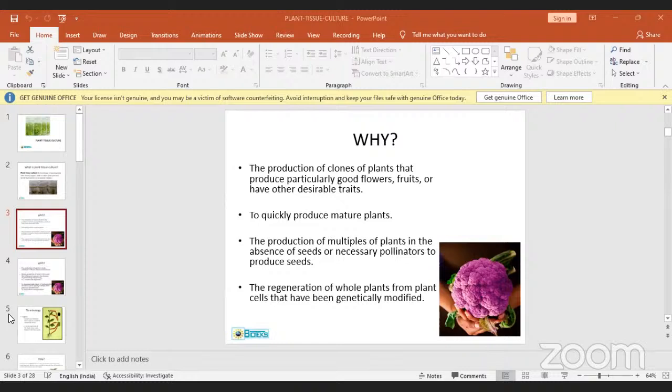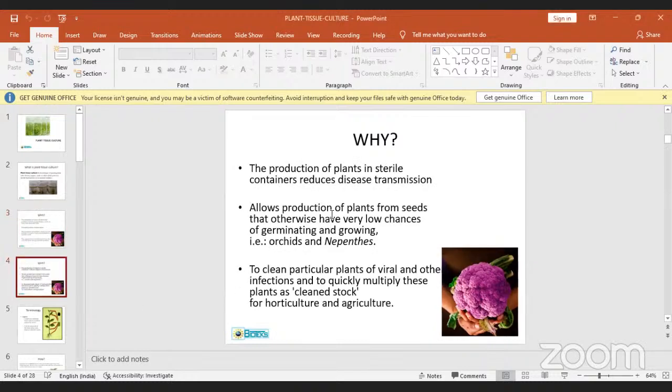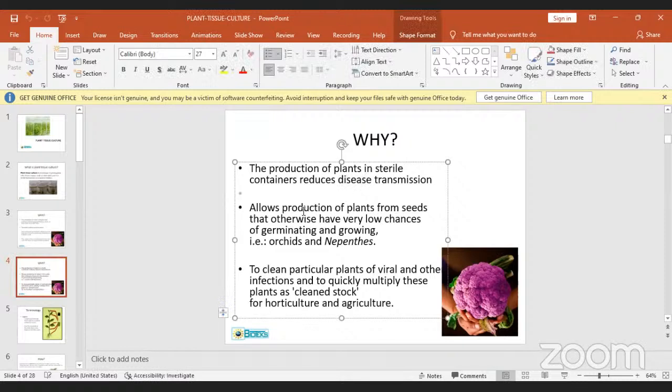So here, to quickly produce mature plants, the production of multiples of plants in the absence of seeds and necessary pollinators to produce the seeds. So the regeneration of whole plants from plant cells that have been genetically modified. So the production of plants in sterile containers reduces disease transmission. It is very important, the disease transmission, and allows production of plants from seeds that otherwise have very low chances of germinating and growing.